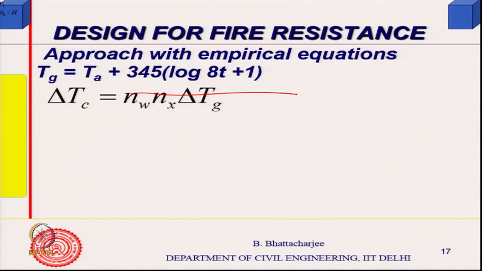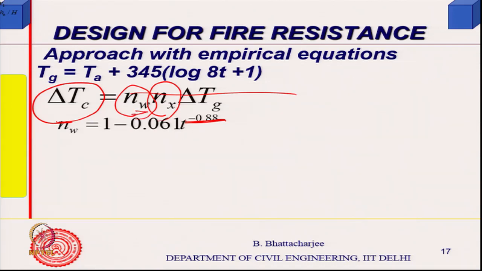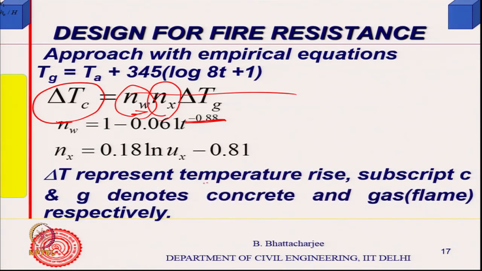Now, the formula is given such that the temperature rise of the concrete, delta T c, is a function of some N w, N x and delta T g. Now, let me define each one of them. N w is a function of time, N x is a function of distance from the surface. Delta T represents temperature rise, and subscripts C and G denote concrete and gas.